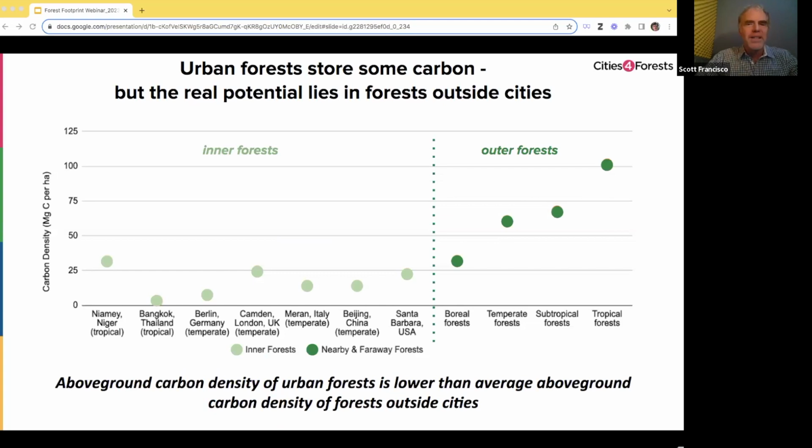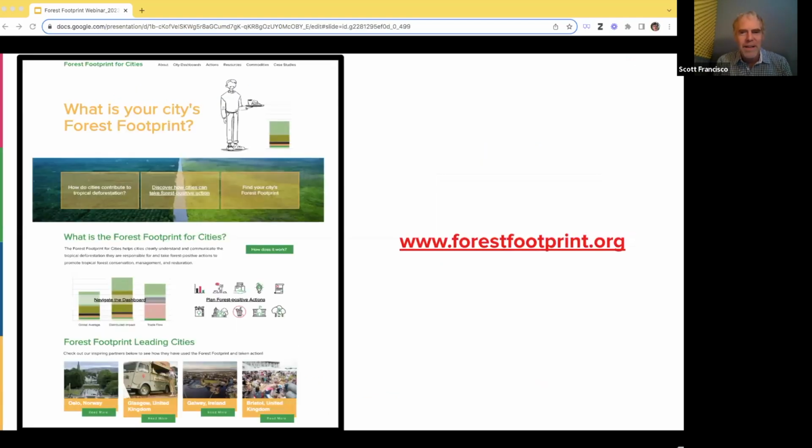Again, just another context aspect here: while inner forests for cities are very important in terms of well-being, shade, heat island impacts, local water management, and many other values, when it comes to carbon, these outer or faraway forests store much more carbon. That shines another light on why it is so important that cities begin to address these forests that lie far outside of their boundaries. This is a graph that shows the carbon density per hectare of different types of forests, and you can see these tropical forests are much higher in terms of carbon density per hectare than other forest types. Next slide.